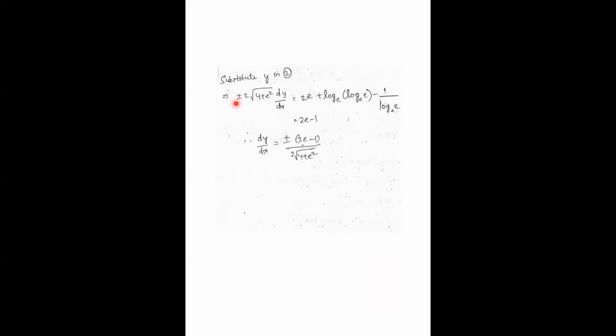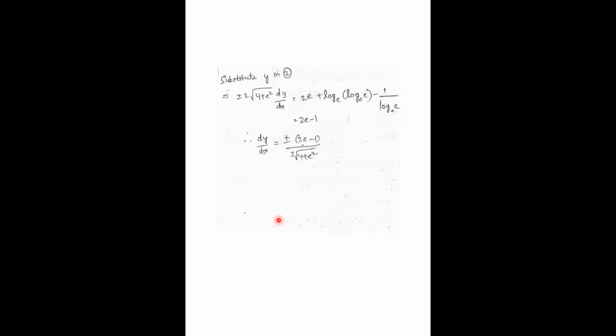Now substitute the y value. We got y as plus or minus root of 4 plus e square. Now substitute the y value in equation 2. By substituting the y value in equation 2, we will get the value of dy by dx as plus or minus (2e minus 1) by 2 into root of 4 plus e square. Now let's move to the 8th question.